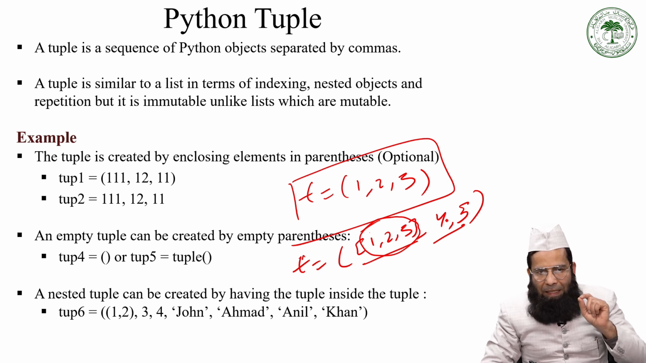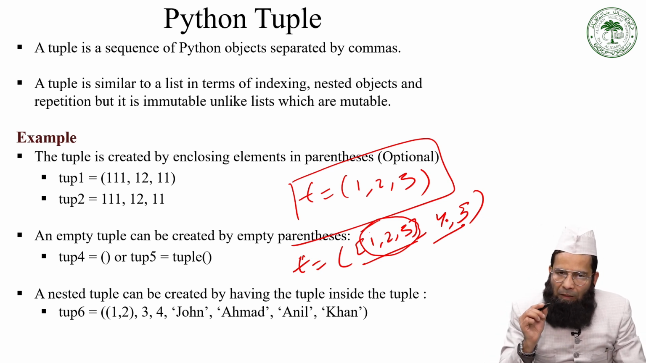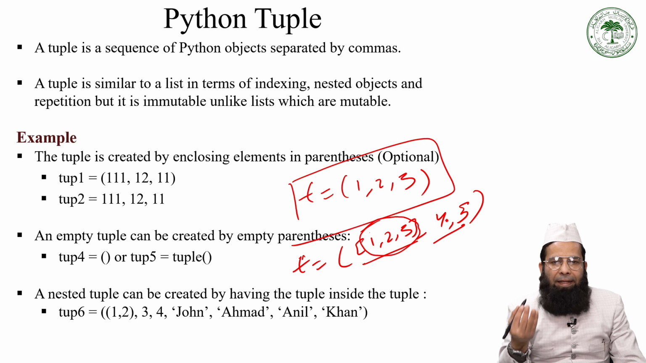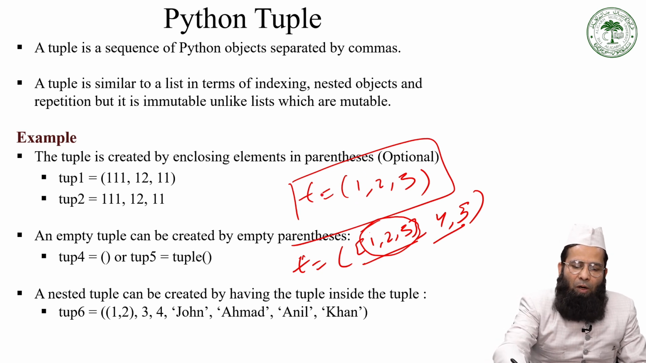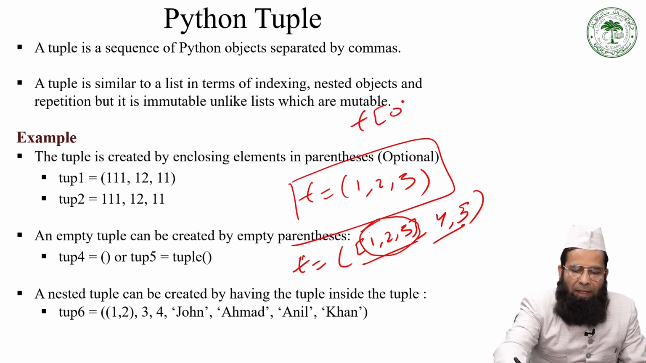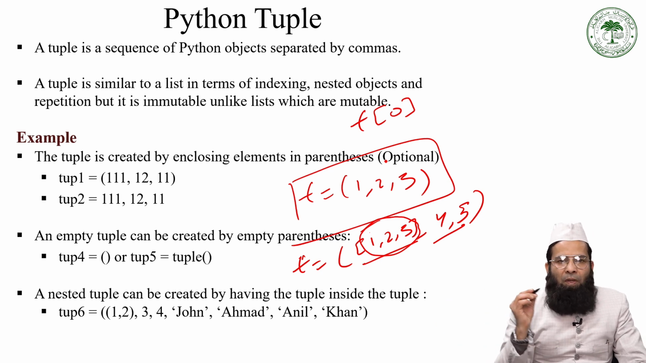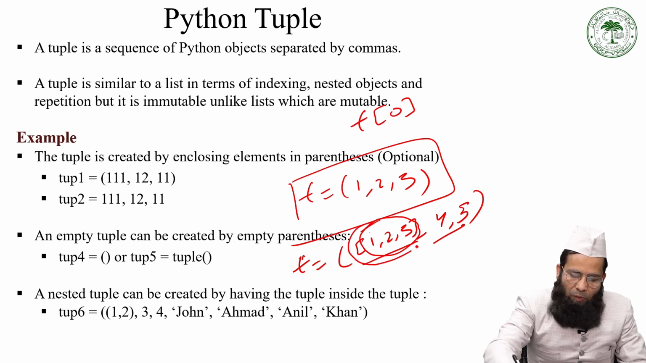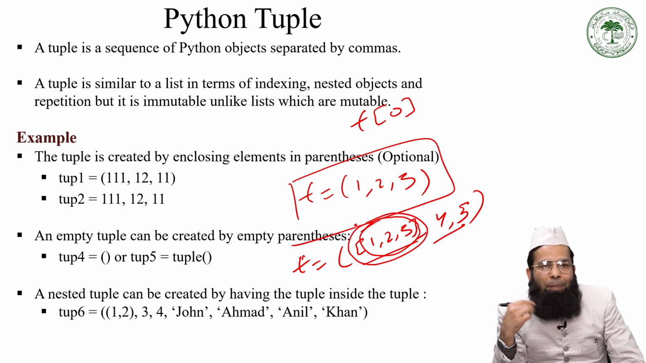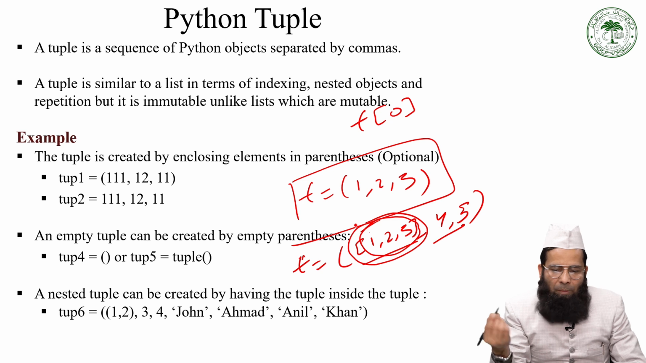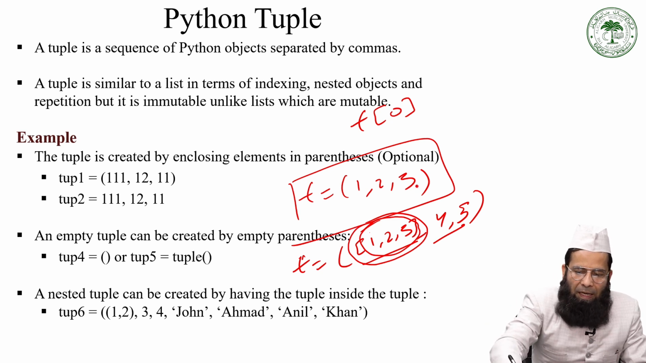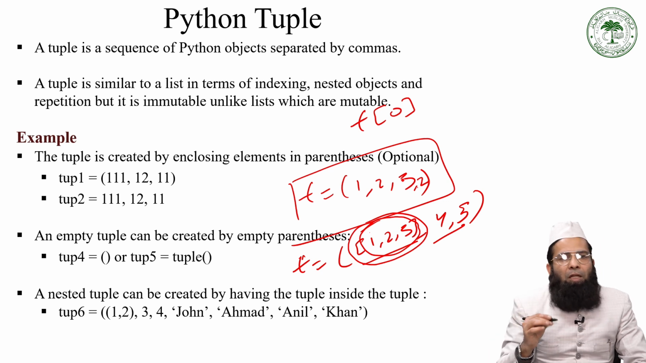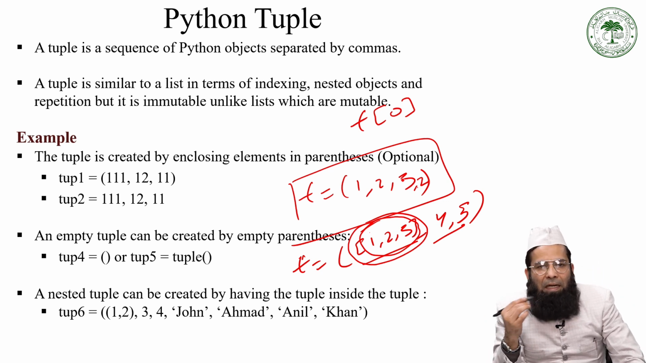So, a tuple is similar to a list in terms of indexing. I can access an individual element of the tuple using an index like T0, then T1, then T2 and so on. I can also include nested objects, like in this case. And repetition, you can repeat elements, like in this case I can again add 2 which is being repeated here, right? But it is immutable, unlike lists which are mutable.